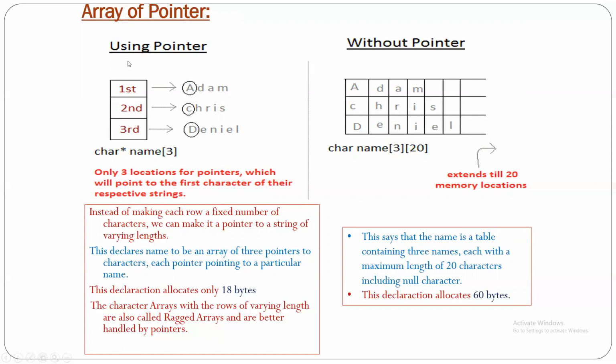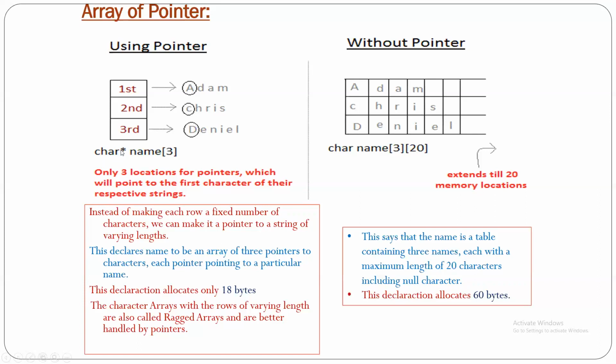So when you're using a pointer, instead of writing char name[3][20], you can just write char *name[3]. So what is it doing? What does this mean? See, I have written here, this is the name of the array, this is the size of the array, and the type of the array is what? It is of type char star.